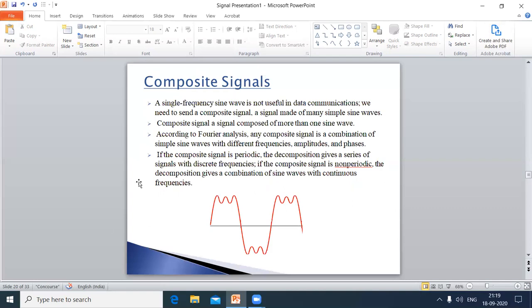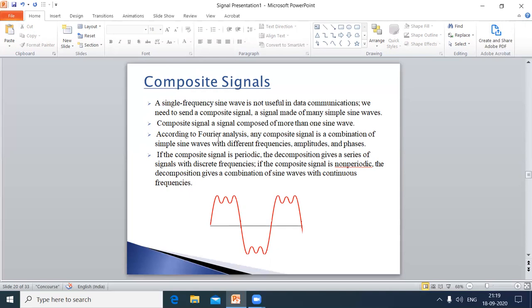Composite signal. A single-frequency sine wave is not useful in data communication. We need to send a composite signal, a signal made of many simple sine waves. A composite signal is a signal composed of more than one sine wave.